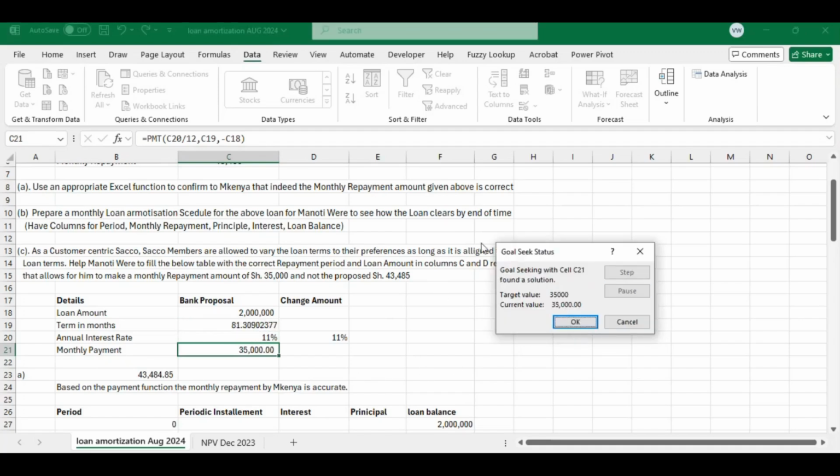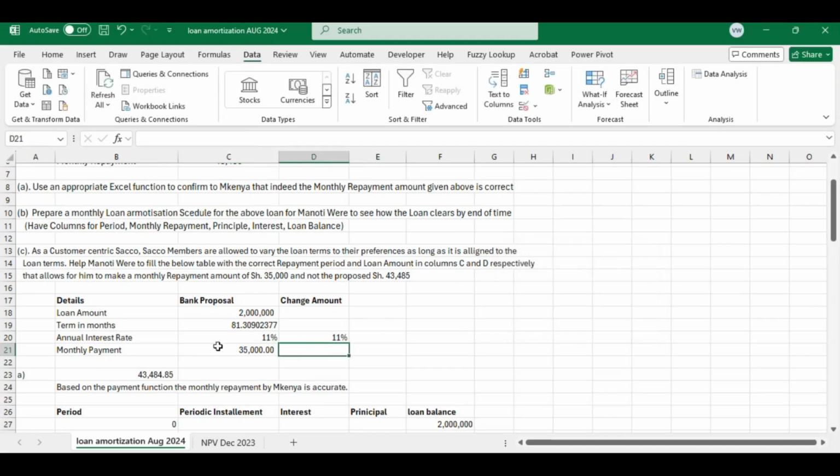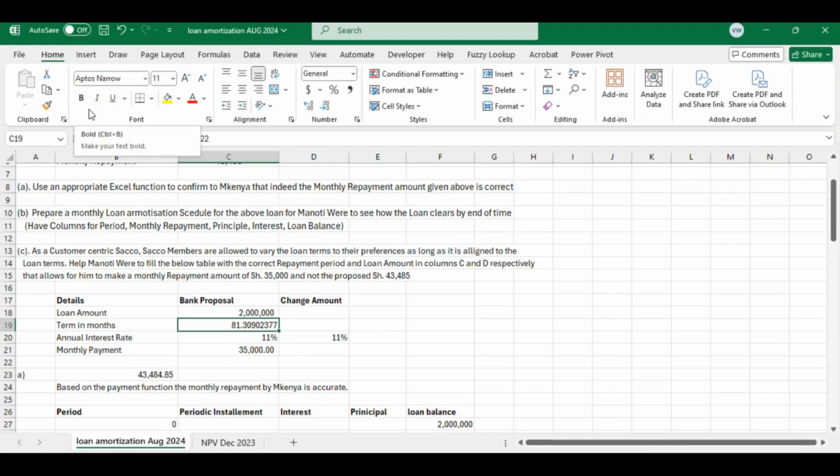And you can see that if it is set to 35,000, then the duration of the loan increases to 81.3091 months. So that is what happens when he decides to pay 35,000 monthly and he still wants to borrow the 2 million at 11%. Then it means that this money will be paid over a duration of 81.30 months. That is that.